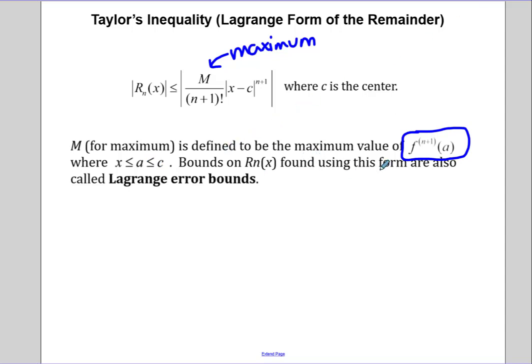Bounds on the remainder found using this form are called the Lagrange error bounds. Now let's go look at vocabulary check number 1.